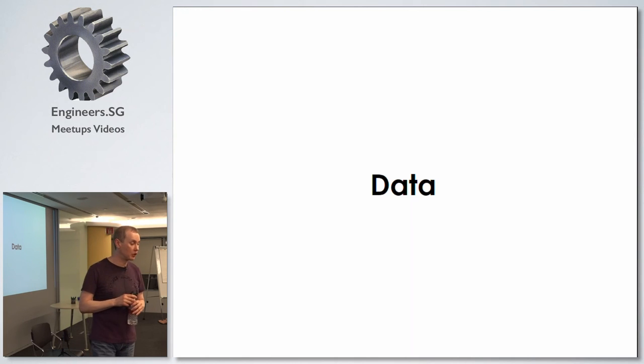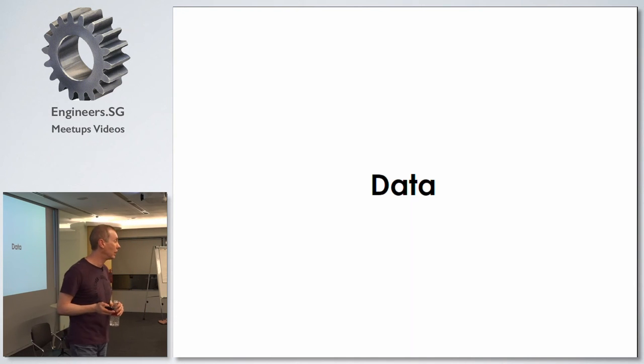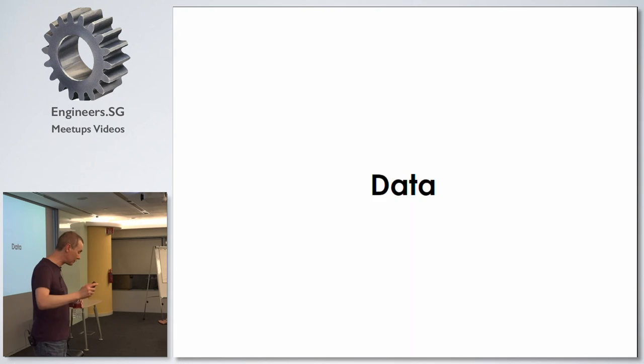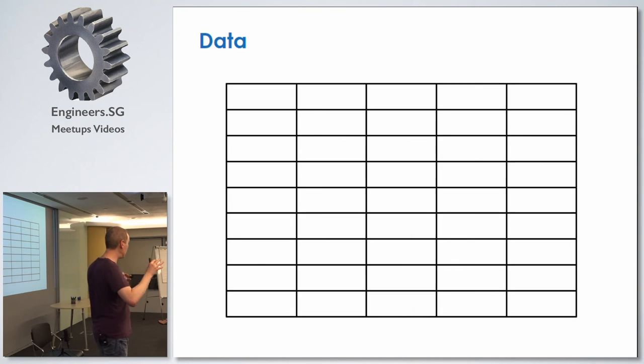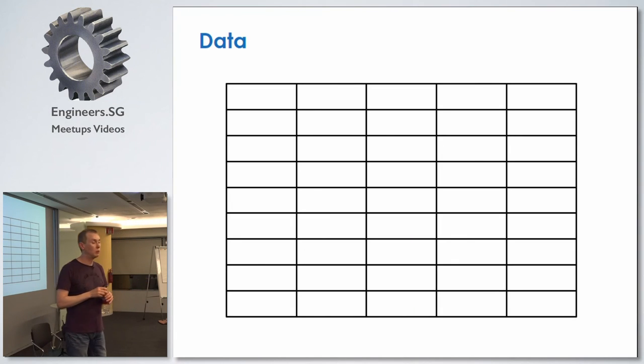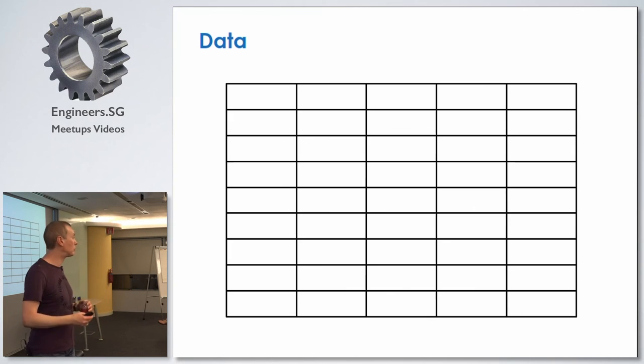Data is kind of interesting. So we're having to deal a lot with data much more in our applications. We're doing analysis of it. Data is often just big grids of data. Now, one way you can implement a big typical grid in Java would be to create an array and put in a load of objects inside it.